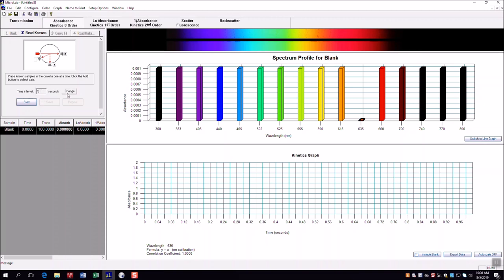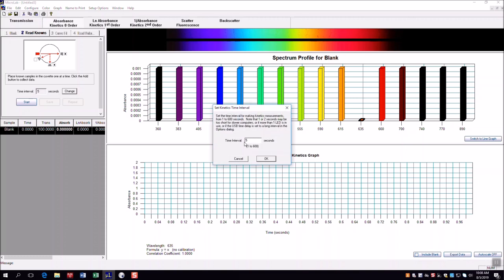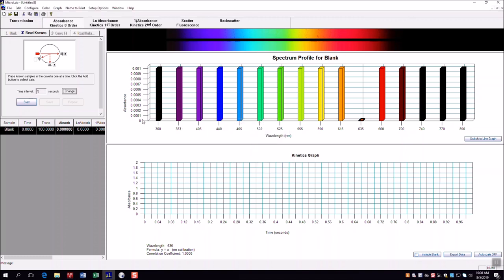To do that, all you have to do is click change, and then it'll bring up a screen and let you type in how many seconds you want. We still want 5 because we're doing trial 1. And we're going to be ready to click start. Now, we don't want to click start yet. We want to wait to click start until our experiment is ready to go.